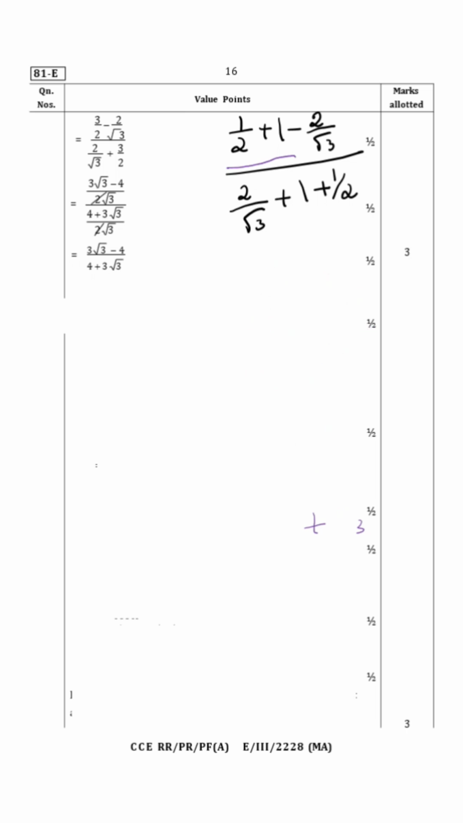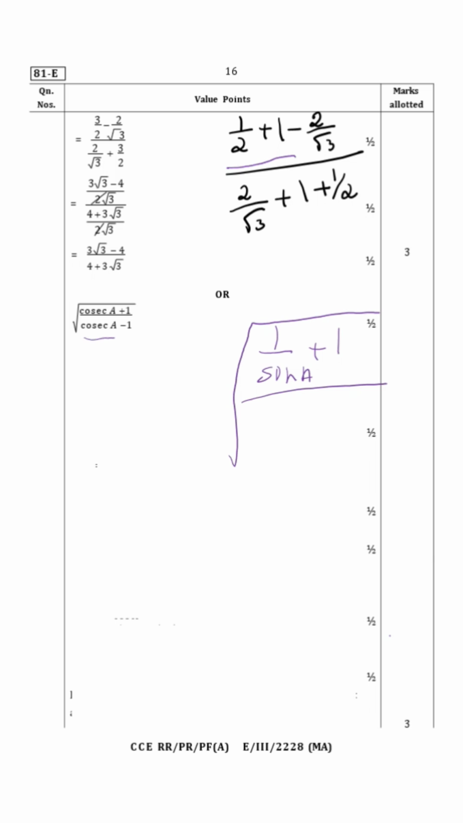There is an alternate question or internal choice question for this one. What is that? Taken from the same chapter, trigonometry: square root of (cosecant A plus 1) upon (cosecant A minus 1). We know that cosecant A is equal to 1 upon sin A, isn't it? So you have to change only this one: instead of cosecant A, you have to write 1 upon sin A. Remaining things will be the same.